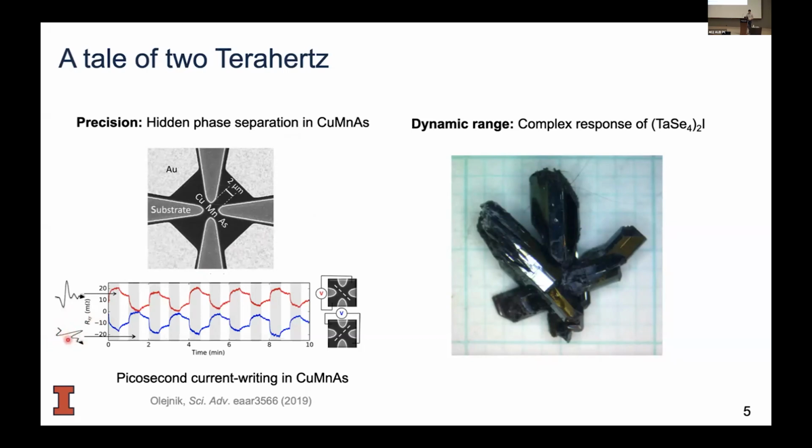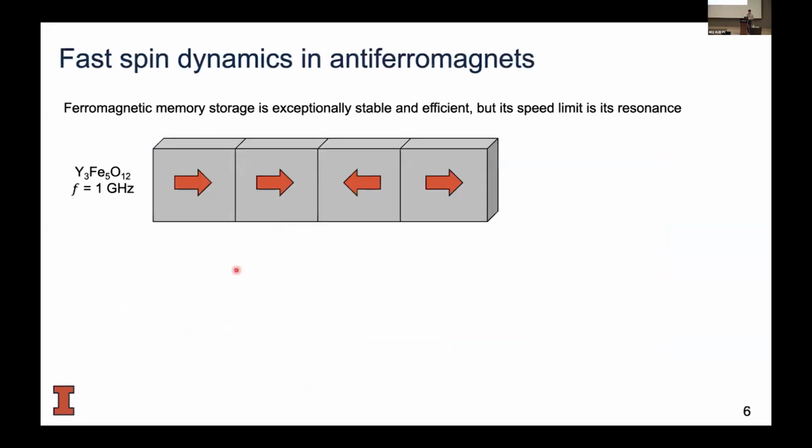It's a non-spin polarized electron current going through, and when you do that, you are, in theory, flipping the magnetic domains of this material back and forth. This is interesting because you can do it at picosecond timescales. The second thing that we want to talk about today is the dynamic range that we get from the synchrotron. We're looking at the complex charge density wave response of this material, tantalum selenium iodide. But we'll look at this first magnetic project first.